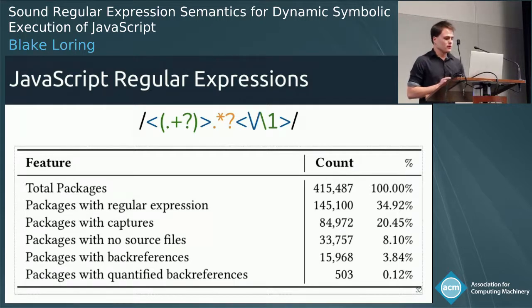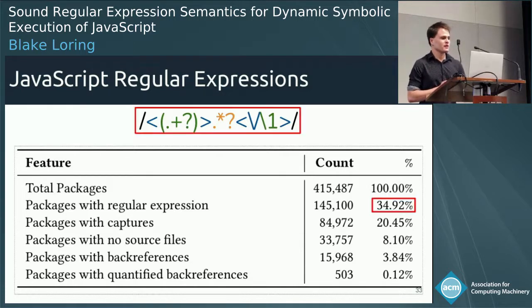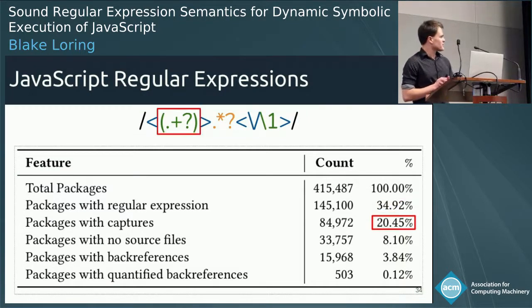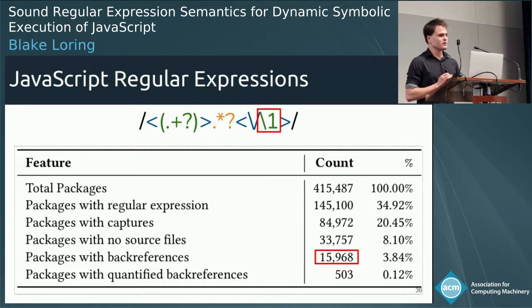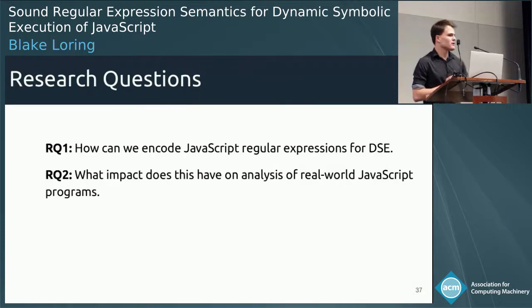So before we built our encoding, we wanted to check that it was actually worth doing this. So we scanned npm.js, the largest repository of server-side JavaScript software. In 415,000 packages, we saw that 35% of them contained at least one regular expression. 20% of them contained at least one regular expression with a capture group, and 4% of them contained at least one regular expression with a back reference. Note here that whilst 4% might sound like a small number, that's still almost 16,000 packages.